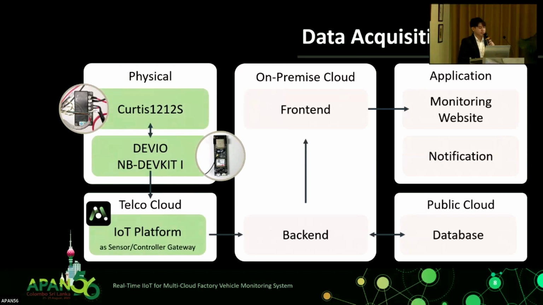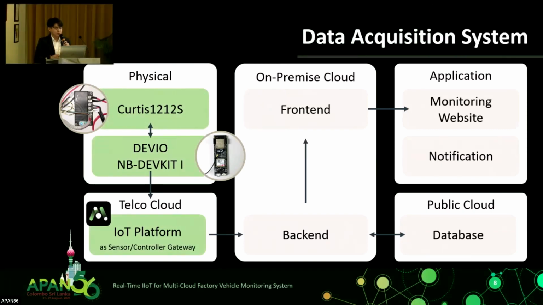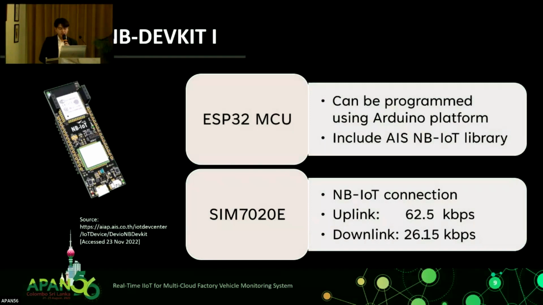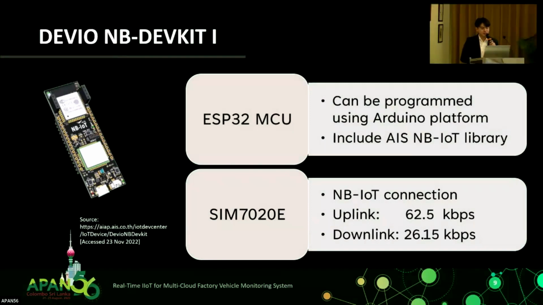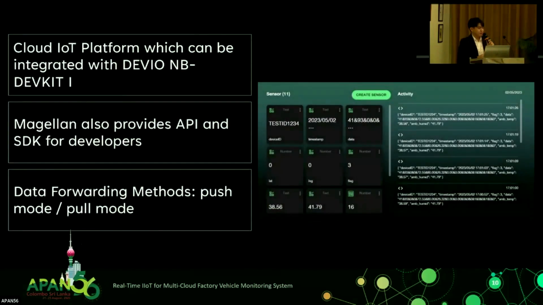Let's start from the first part, the data acquisition system. We want to gather the data from the motor drive and send it to the telco cloud. Let me introduce the microcontroller first. This is the Devio NB-DevKit1, which is actually an ESP32, and it also has an NB-IoT connection, which is Narrowband IoT. The cloud that works with the Devio is Magellan. Magellan is a cloud IoT platform that can be integrated with the Devio, and they also provide an API and SDK for developers to develop the system. They also have a data forwarding method that can forward data out of the system to other components of our system.